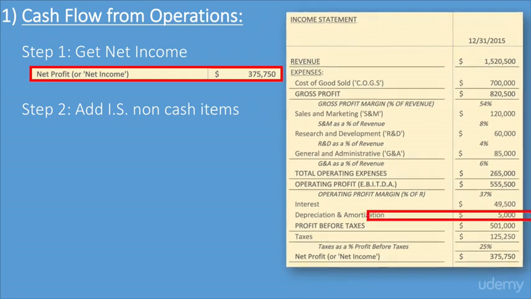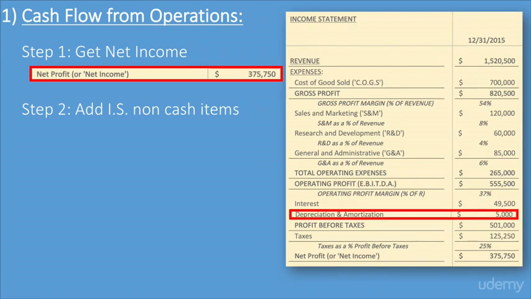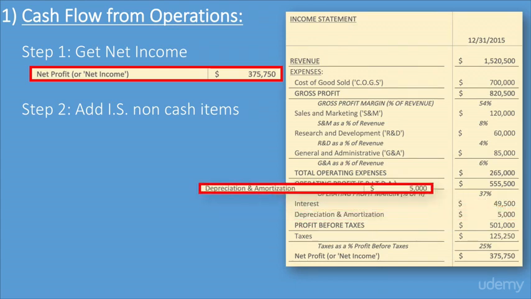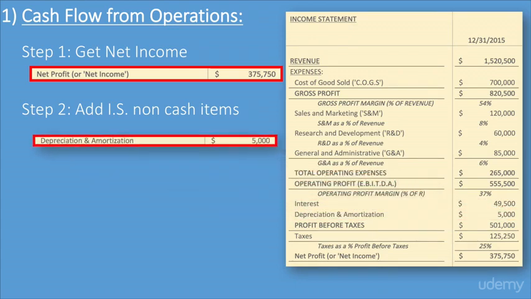Depreciation and amortization. Okay, those are non-cash expenses, right? So it's not a benefit that we get for an increase in cash. It just decreases our taxable base. Okay, so we added that back.